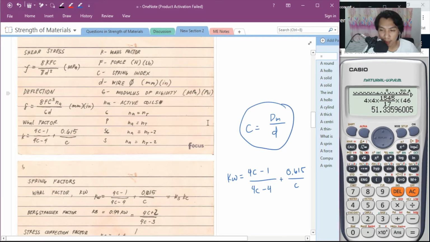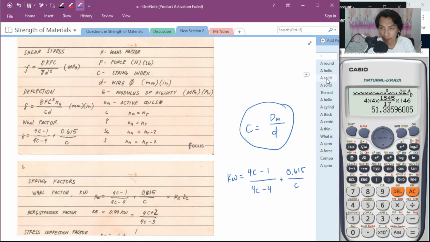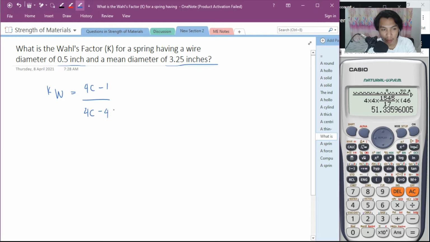Sir, is there a faster way you can teach us to solve this? Yes, there is. Okay, write down the wall factor: 4C minus 1 over 4C minus 4 plus 0.615 over C, where C is equal to DM, the mean diameter, over wire diameter.